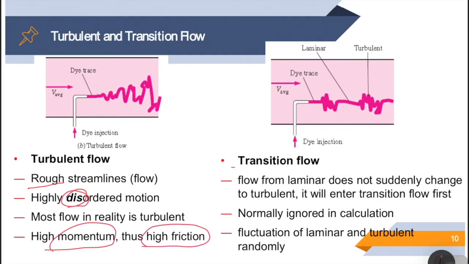Whereas transition flow is basically a transition from laminar to turbulent. Okay, and usually it is ignored in calculation.